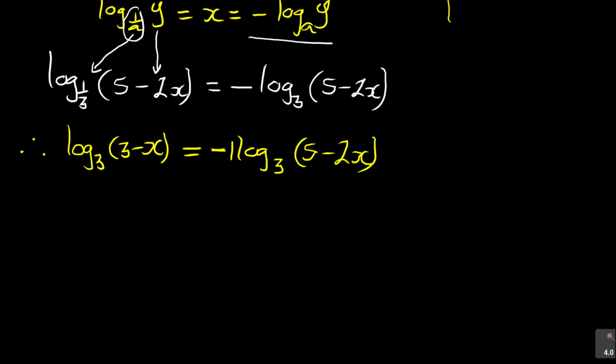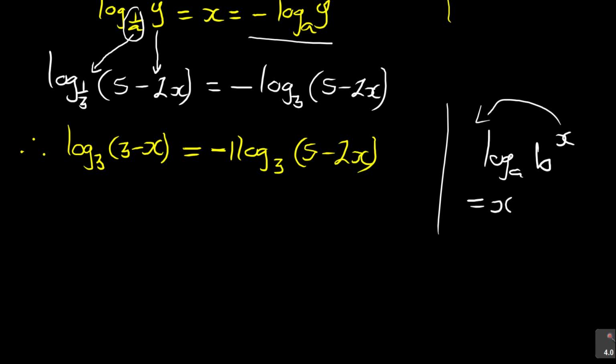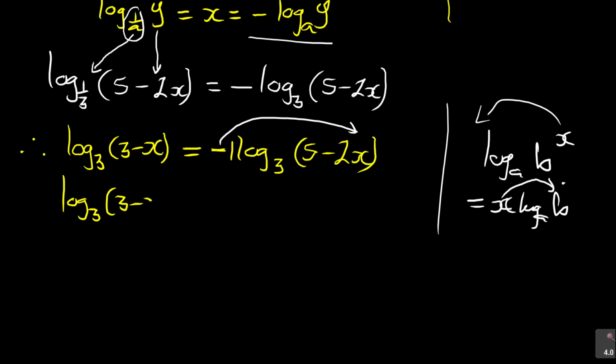Remember, if I say here, for example, log base a of b to the power x, this is the same as saying you drop the x to say it's x log base a of b. So this x can even go back there as an exponent. Same thing, I want to take the negative 1 back there, so it will be log base 3 of (3 minus x) is equal to log base 3 of (5 minus 2x), now this is to the power negative 1. You see that? Now why am I doing that?